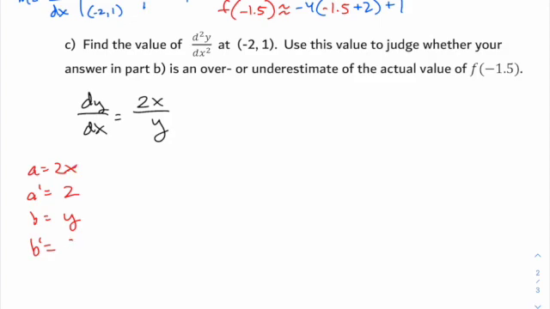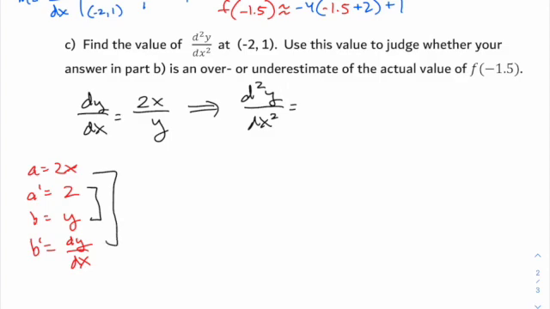When I take the derivative of y, that is dy/dx. So our second derivative is the denominator squared. So that becomes y squared in the denominator, and the numerator is the inners minus the outers, or low d high minus high d low.